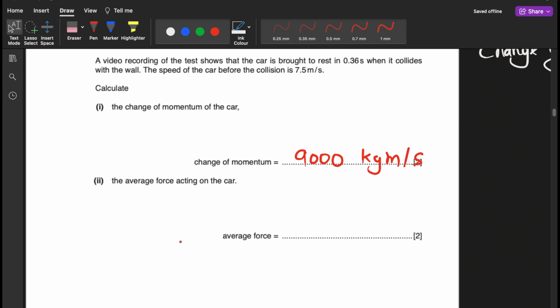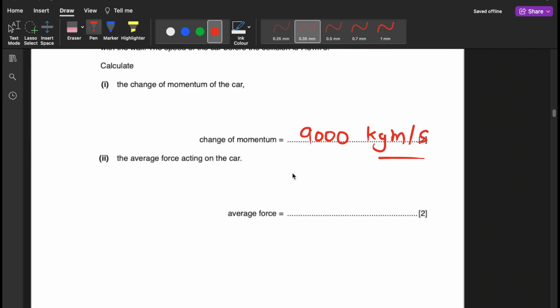So the physics without unit is half. This numerical value, the 9000, is just a numerical value. The unit alone decides what it exactly means. So units are very important, always write the unit in the exam.